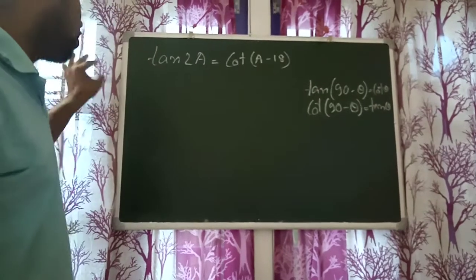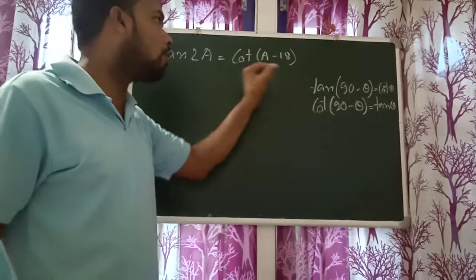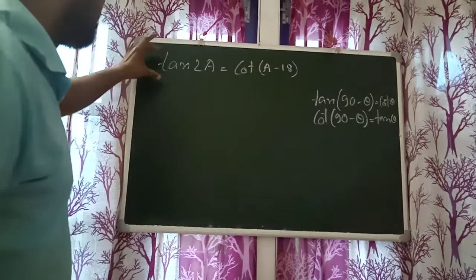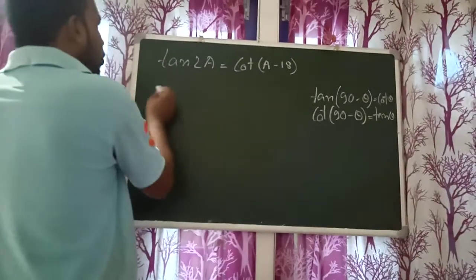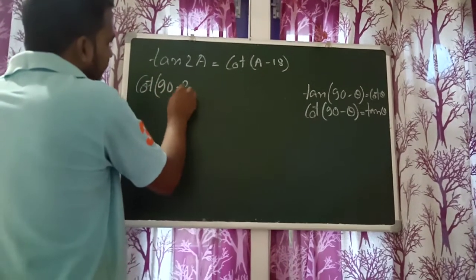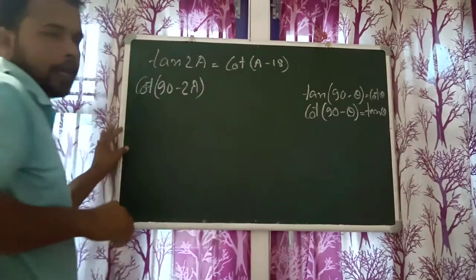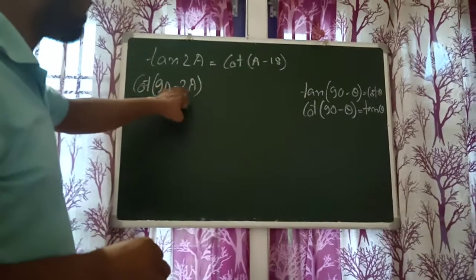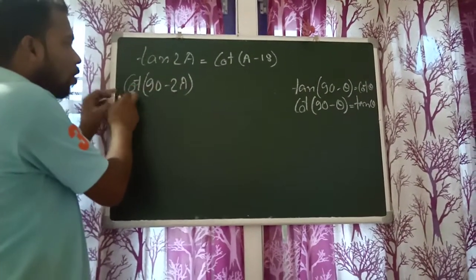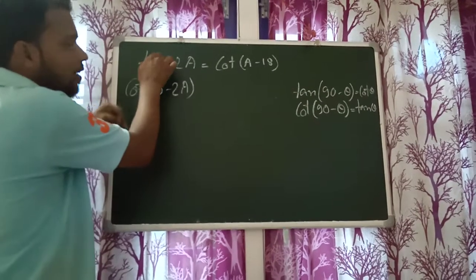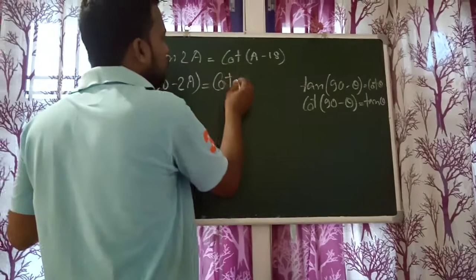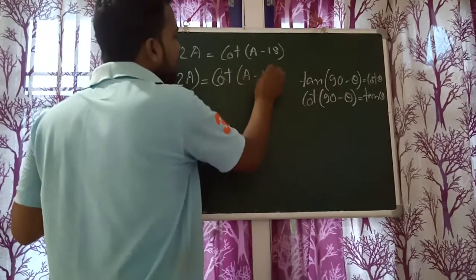You can make a mistake with minus and plus, so the single term, look at that and change it. Okay, now I am going to change this one. Then tan 2a can be written as cot 90 minus 2a. Cot 90 minus theta is equal to tan theta, so cot 90 minus 2a is equal to tan 2a. Now this side is also cot a minus 18.